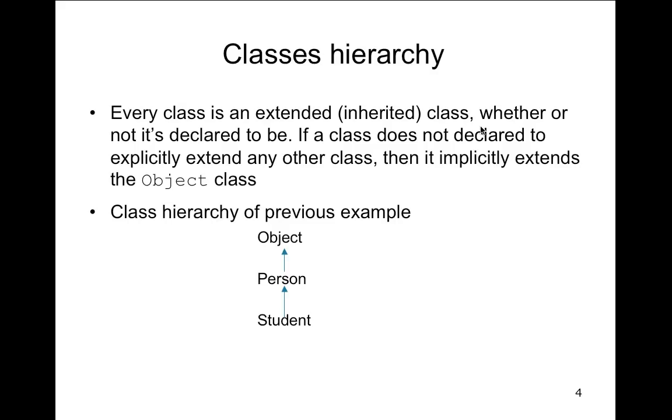So every class is an extension or inherited class, whether or not it's declared to be, because it's all coming from Object. If a class doesn't explicitly extend another class, it implicitly extends the Object class in terms of the hierarchy. So even if you create Hello World, you're using inheritance, theoretically, because you're inheriting from Object. Other languages, like Smalltalk, actually have multiple inheritance, another object-oriented language in which you can extend from this class to that class. It's actually more powerful, but it's more complicated.